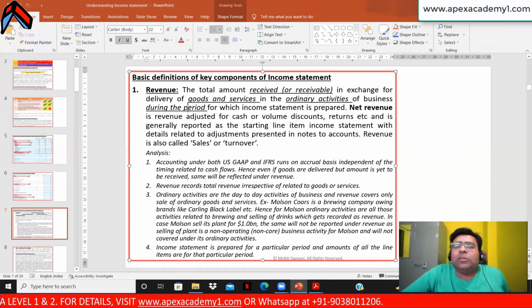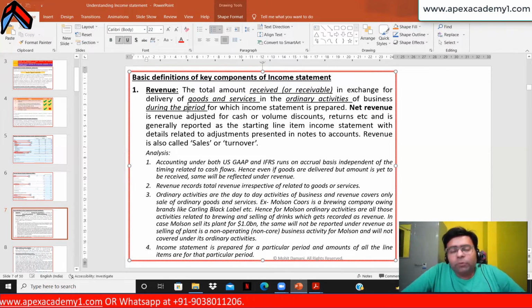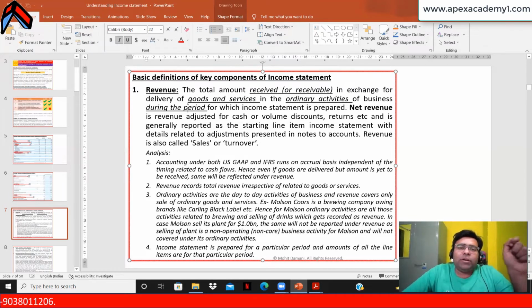My normal business is to sell furniture. If I get revenue from selling furniture, then only it will count as revenue. If I sell something other than furniture, other than my normal business, it will be called extraordinary income. What is called extraordinary income? It will not be forming part of revenue.